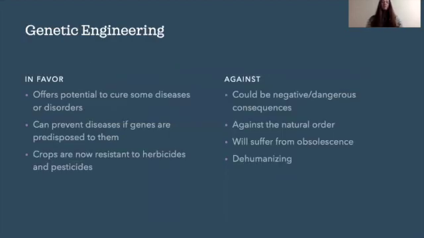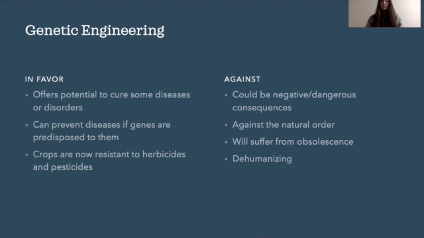So there are many people in favor of genetic engineering and against. This section is a little bit more broad, not just about plants, but like human engineering and that sort of thing. So those who are in favor of genetic engineering see that it offers potential to cure some diseases or disorders. They see that it can prevent diseases if the genes are exposed to them previously, and they see that crops are now resistant to herbicides and pesticides.